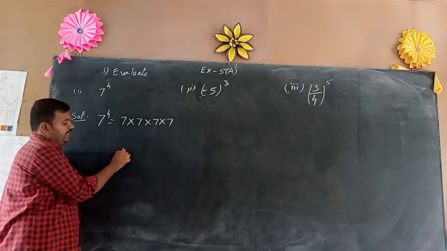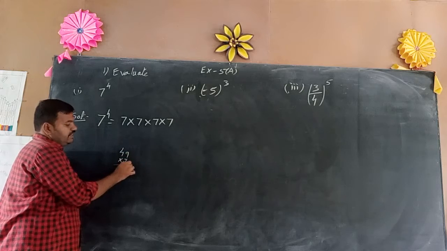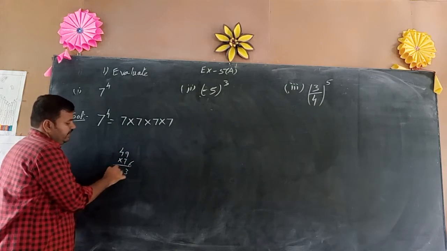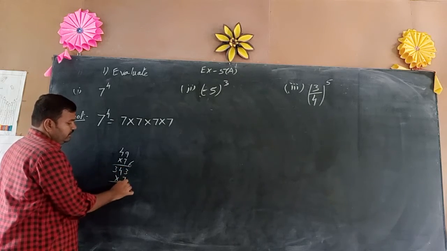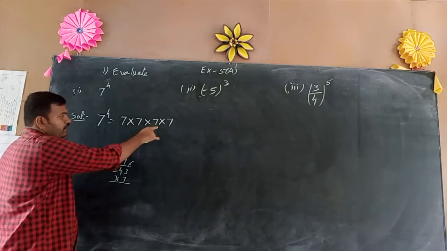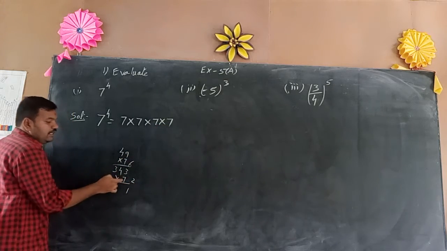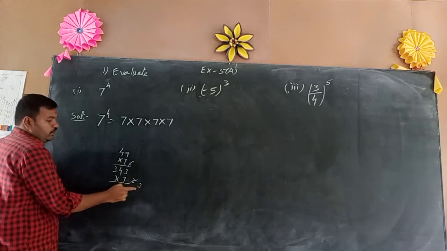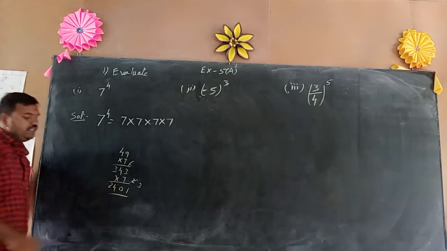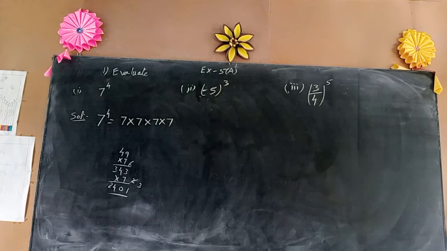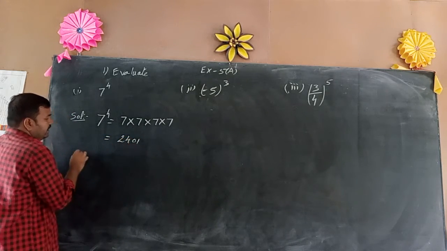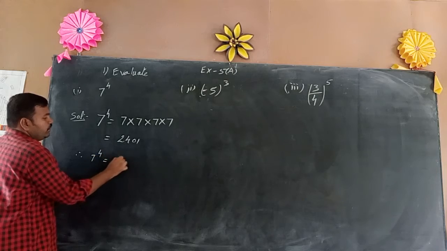7 7s are 49. 49 into 7. 9 7s are 63. 7 4s are 28, plus 6 is 34... that gives 343 into 7. Why? Because 7 7s are 49, 49 into 7 into 7. 7 3s are 21. 7 4s are 28, 29, 30. 7 3s are 21, 22, 23, 24. So the answer for this sum is 2401. This multiplication we have to do and write here. That is equal to 2401. Therefore 7 to the power of 4 is equal to 2401.